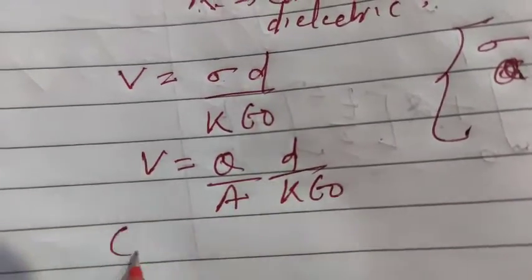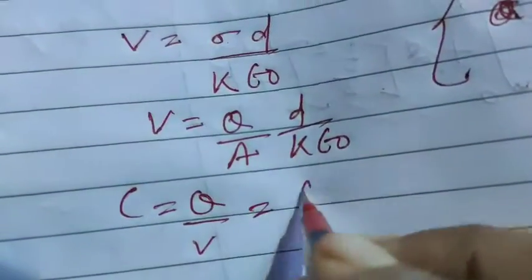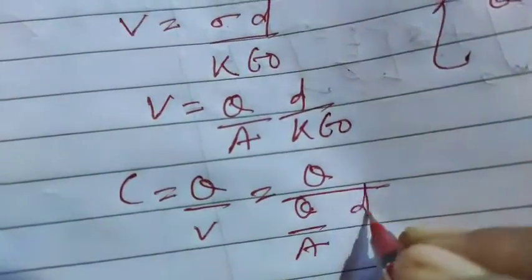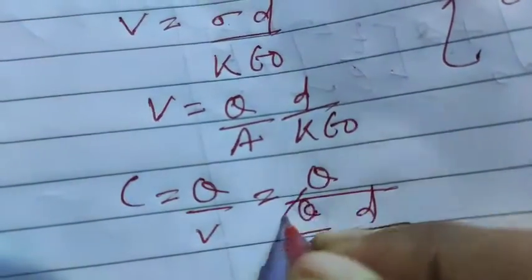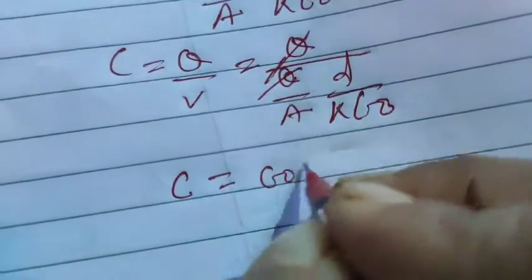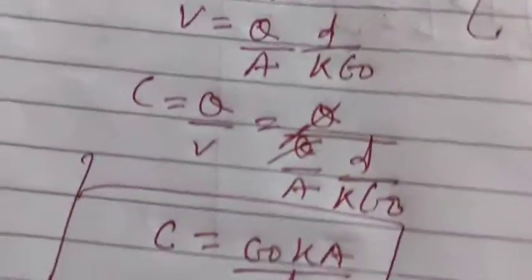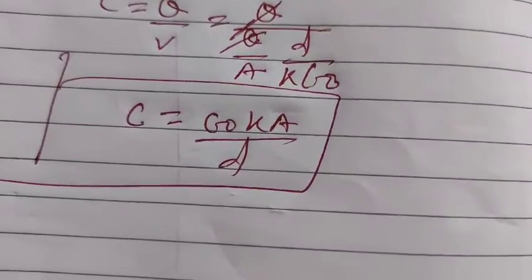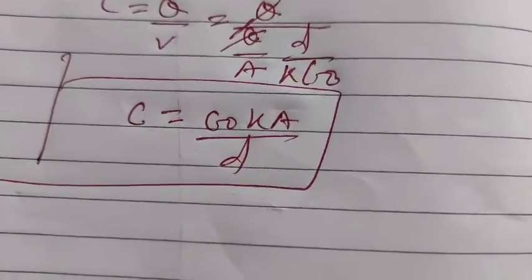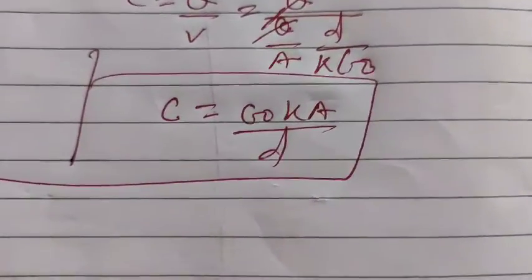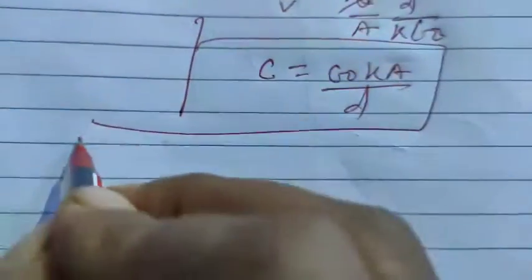Now the capacitance formula, C is equal to Q by V. Q keep as it is, V is how much? This much, that is Q d by A K epsilon naught. Q will cancel, students, so you will get C is equal to epsilon naught K A by d, right? This is the formula which you will get when you insert the dielectric with no space between the plates of the capacitor. Clear to you? So this you have to remember. Now one important thing you have to remember, students, that is permittivity.